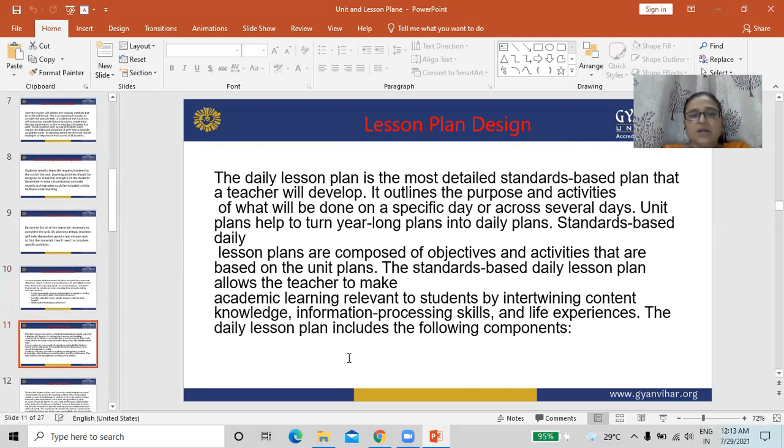Unit plans help to turn year-long plans into daily plans. Standard-based daily lesson plans are composed of objectives and activities that are based on the unit plan.